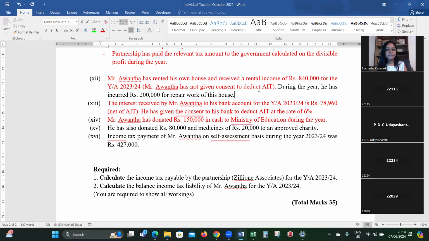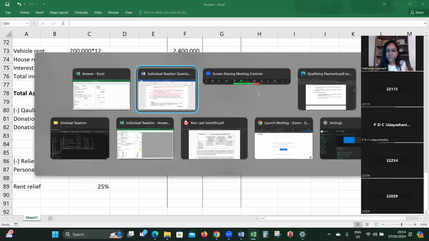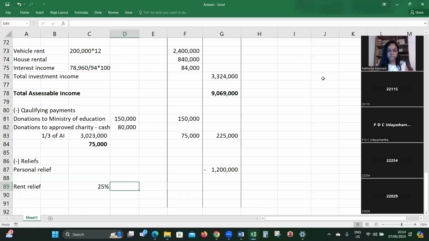What is that rent relief? What is that percentage? 25% of the rent income. 25% of the rent income you can claim. So we'll compute it. Rent relief, 25%. What is your rental income for the whole year? 840,000.